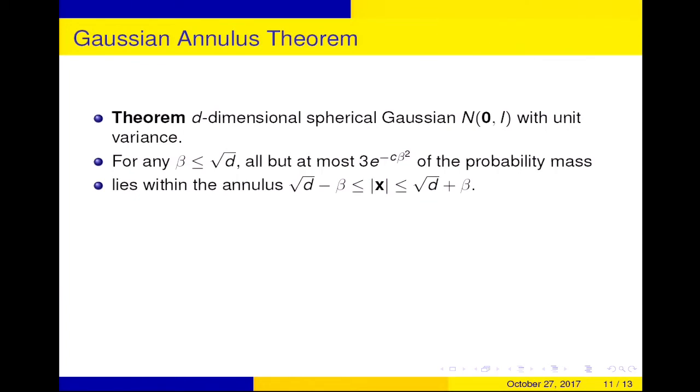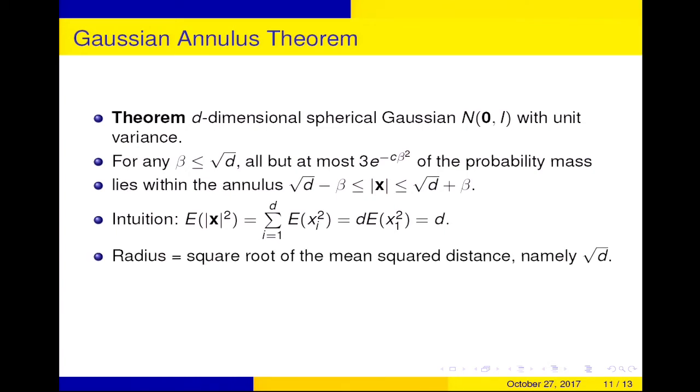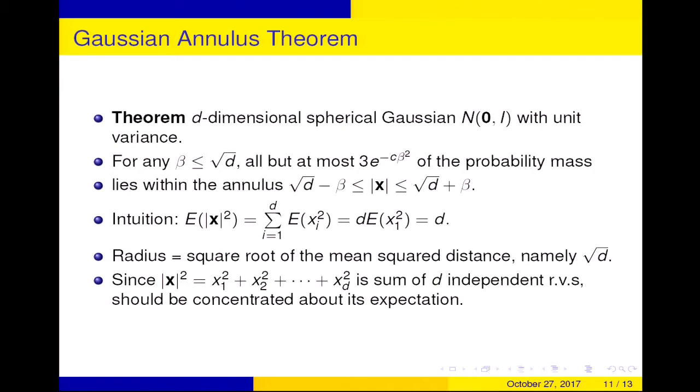Maybe I should tell you one more line and then draw a picture. So, intuition: the expected value of the length squared is just the sum of d things. Each has expectation 1, normal 0, 1, so that's d. So the mean squared distance is d. Let's call the radius the square root of the mean squared distance, which is root d. And it says that it should be concentrated about its expectation. That is roughly what this is saying.